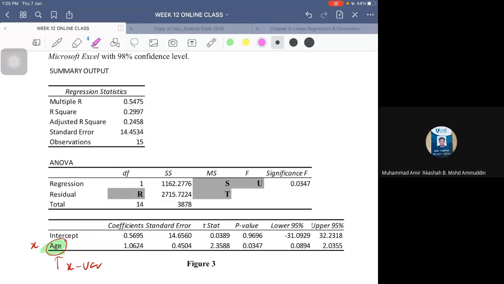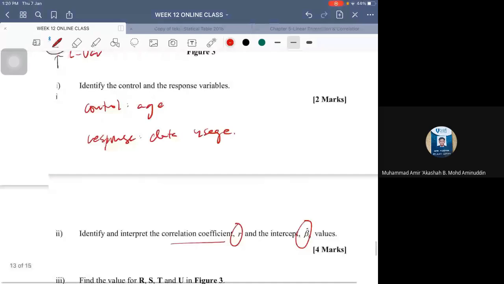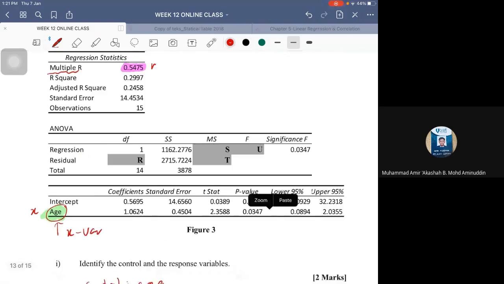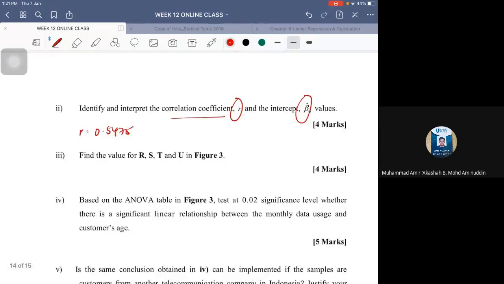Okay, as I mentioned to you just now, when I showed you the Excel output in the third method, R is found here. This is your R. It's called multiple R. So for this case, our R value is 0.5475. Is that right? That's right. It's going to be 0.5475.